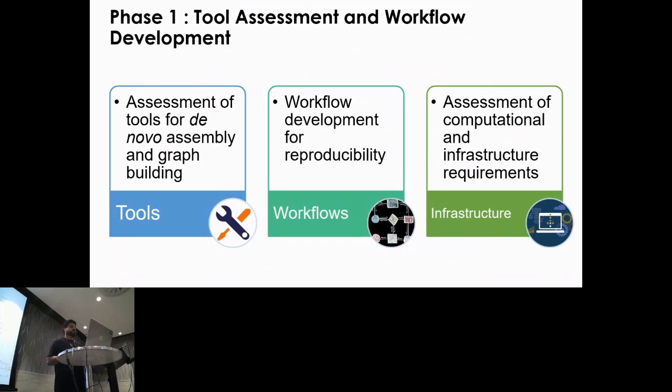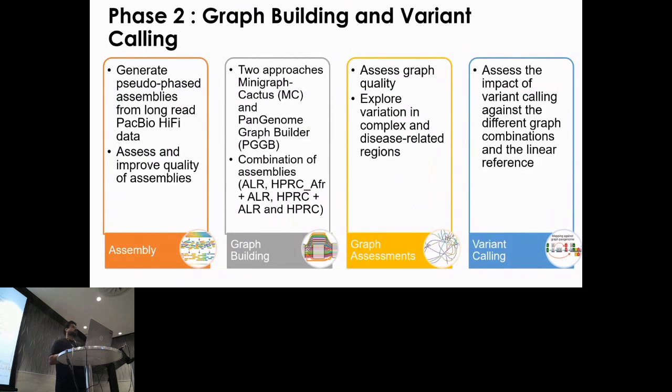We start with generating pseudo-phased assemblies from long-read HiFi sequence data, and also assessing the quality of the assemblies. Then we build the graph. We use two main approaches, Minigraph-Cactus and PGGB. And we also build other African graphs from the HPRC African samples, and the HGSVC's African graph.